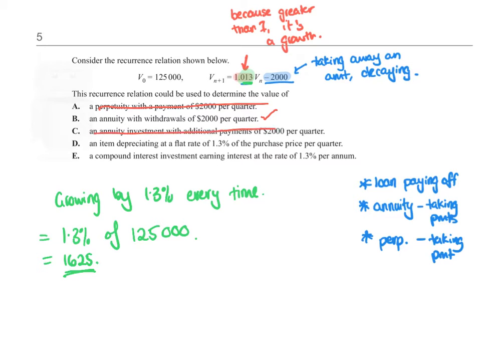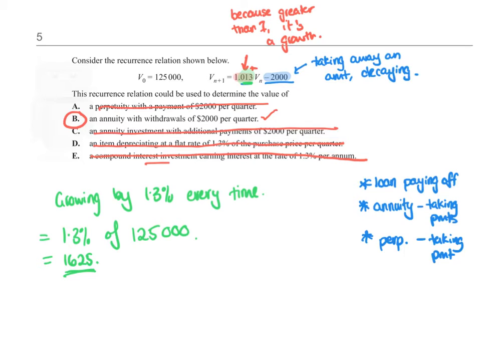That's not true, because you're not adding 2,000. An item depreciating at a flat rate of 1.3% per quarter is definitely not that. Flat rate means the same amount every time. The percentage timesing here is not a flat rate. And a compound interest investment, well, it's not an investment because you're actually taking stuff out of it as well. So this is not the answer either. So that's how I'm coming up with B as my answer.